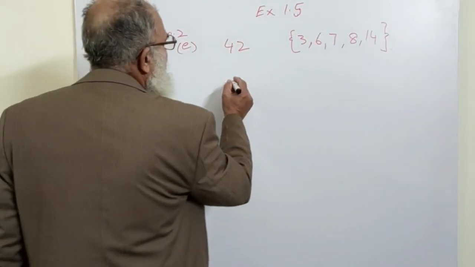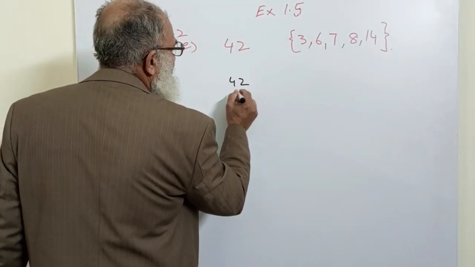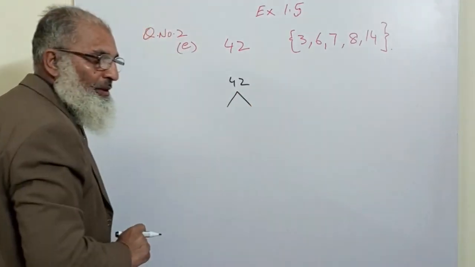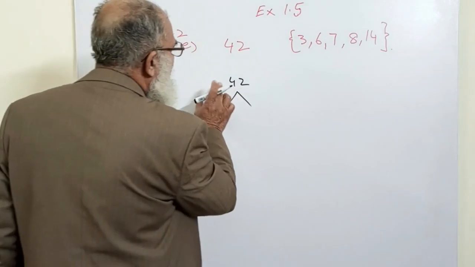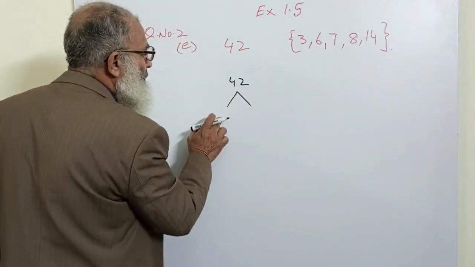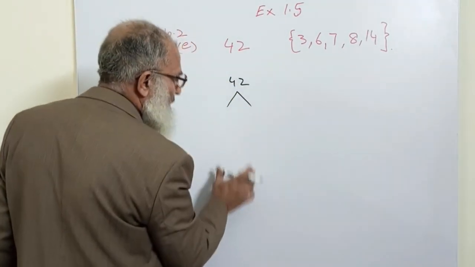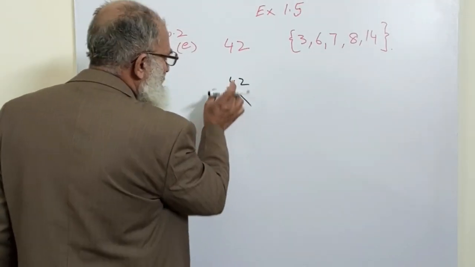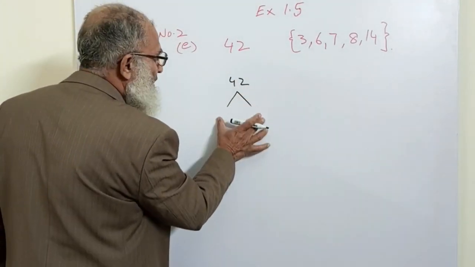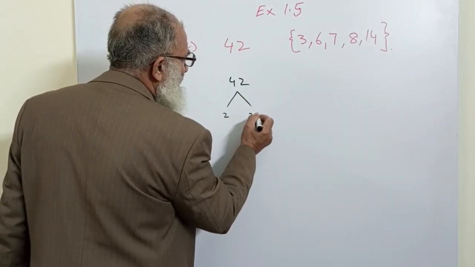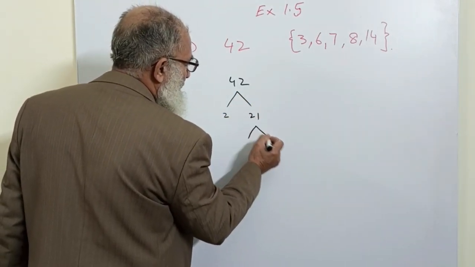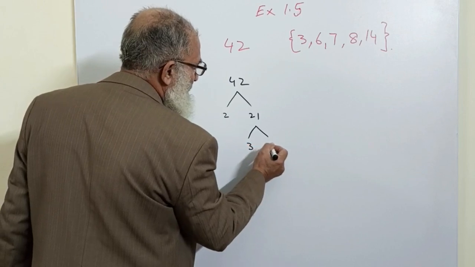So what we do is we write here 42 and keep on building a tree. Write the number 42 and keep on building a tree downwards because this tree has branches downwards. So what we do is 2, 21 and 3, 7.